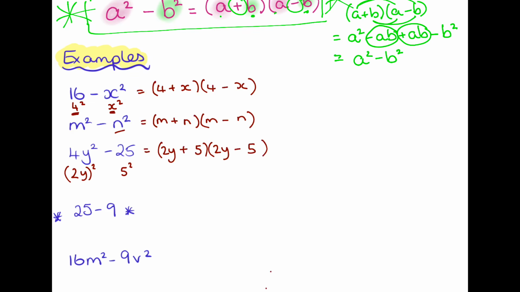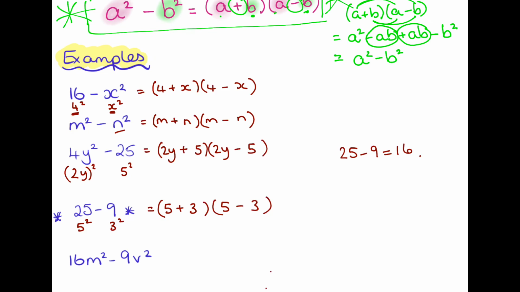Now, what I wanted to show you was actually this works even if you've only just got numbers. You wouldn't use it for that, but I just want to show you that it does. Okay, right, first of all, 25 take away 9 is 16. We know that. Okay, let's just see if a difference of 2 squares works though, because this is 5 squared and that's 3 squared. So we could rewrite 25 take away 9 as 5 in the front of the brackets, 3 in the end of the brackets, and a plus and a minus.